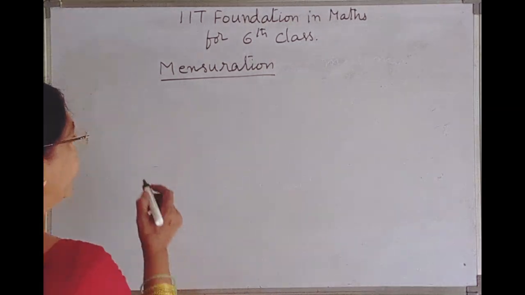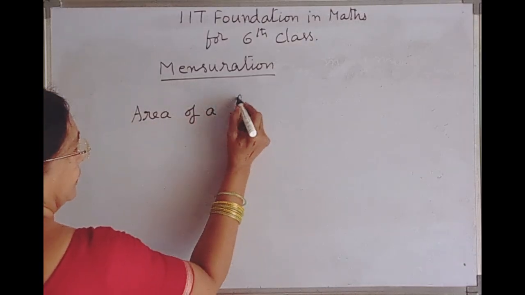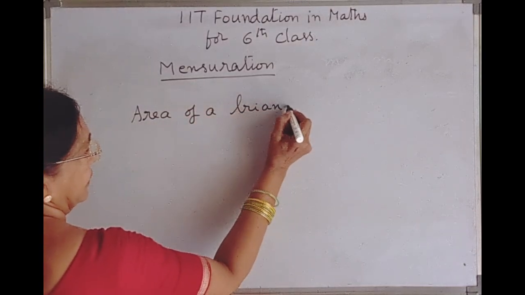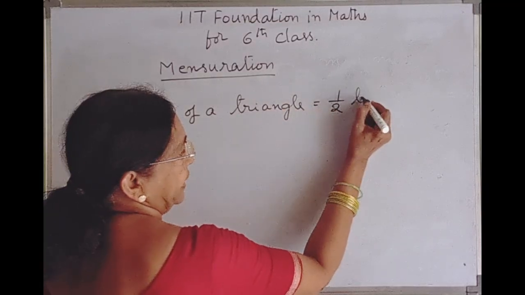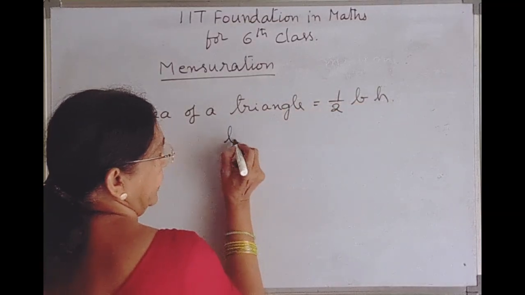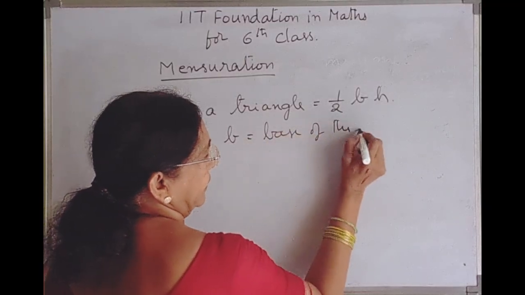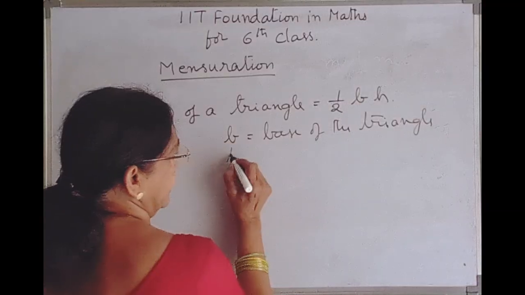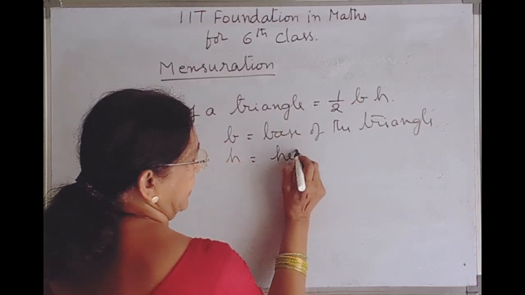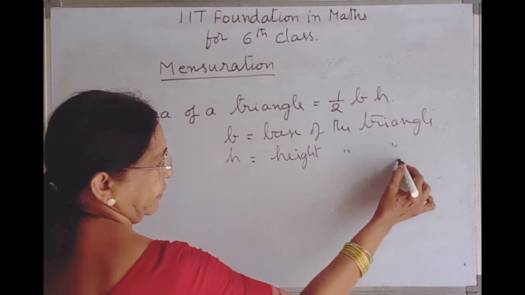Next, the area of a triangle is equal to half B H, where B is the base of the triangle and H is the height of the triangle.